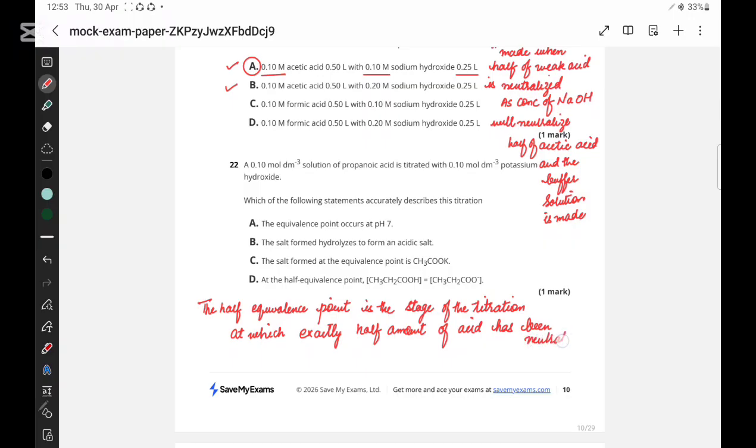and at that time what is going to happen: we have an acid, which is propanoic acid, CH3CH2COOH. That concentration becomes equal to its salt, that is CH3CH2COO minus. So what happens at the half equivalence point? pKa is equal to pH at the half equivalence point. So our answer is going to be D.